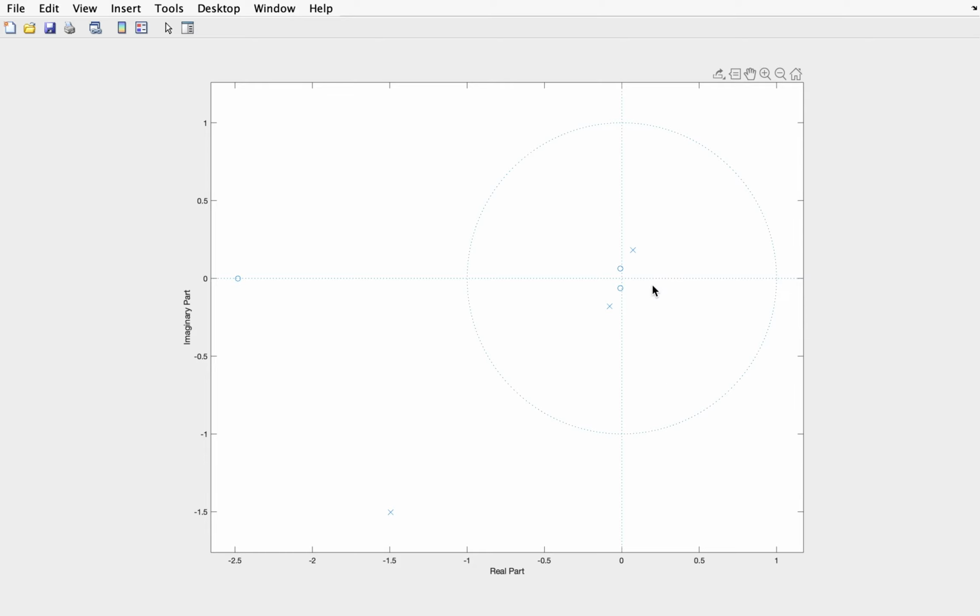So is this filter, or is this system stable or not stable? Basically, because one of the poles is outside the unit circle, then this system is unstable. If all of the poles were inside the unit circle, then we would say that the system is stable, but since one of them is outside the unit circle, then this system, we conclude, is unstable.